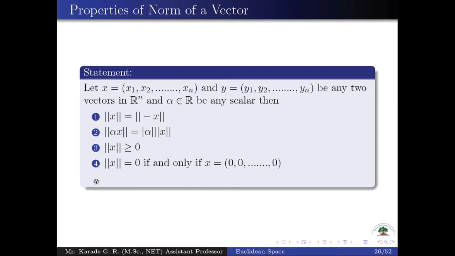Okay, so the fifth property is that the norm of x plus y is less than or equal to the norm of x plus the norm of y. This property is also known as the triangle inequality.